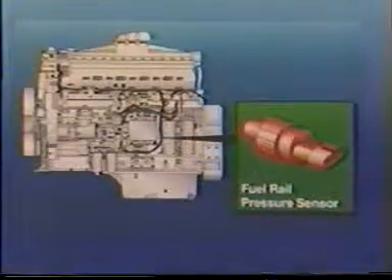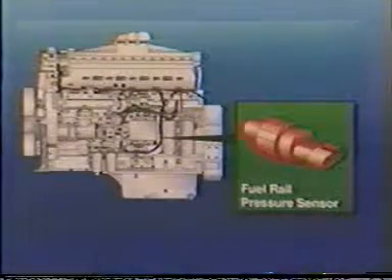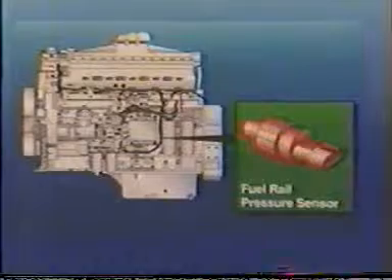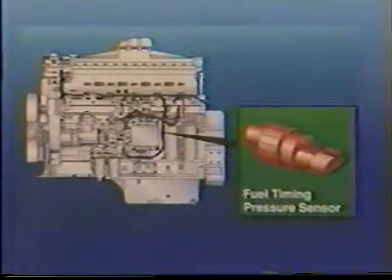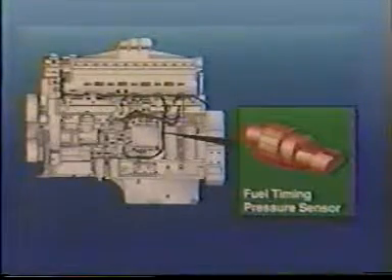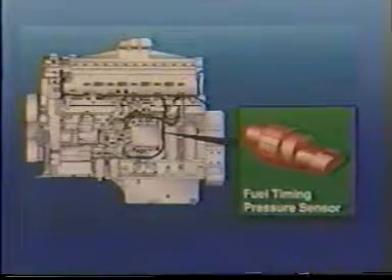The fuel rail pressure sensor is mounted in the fuel control valve assembly and measures actual fuel pressure in the rail supplying the injectors. The fuel timing pressure sensor is also mounted in the fuel control valve assembly. It measures actual fuel pressure in the rail supplying the timing chambers.